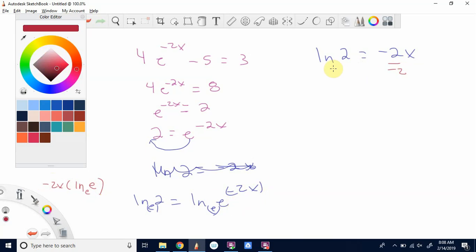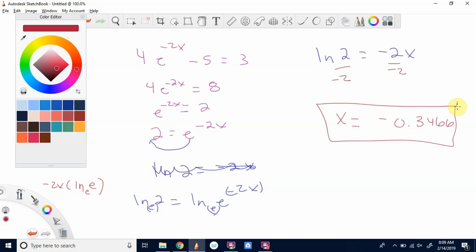Now I need to divide by negative 2. So x is approximately negative 0.3466. And you put it in your calculator, there's an ln button, which means natural log. So you would hit ln 2 divided by negative 2, and you would get this answer. All right, do guided practice 4A and 4B.